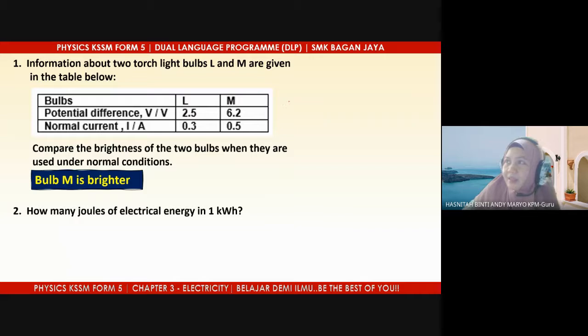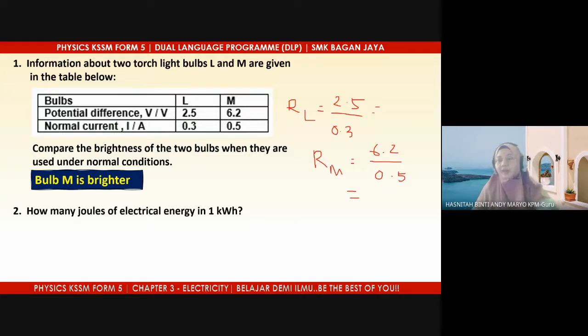Can you find the resistance for each bulb? What is the resistance for L? 2.5 divided by 0.3. How about M? Resistance for bulb M. Potential difference 6.2 divided by 0.5. What is your answer? 2.5 divided by 0.3 gives you 8.33.